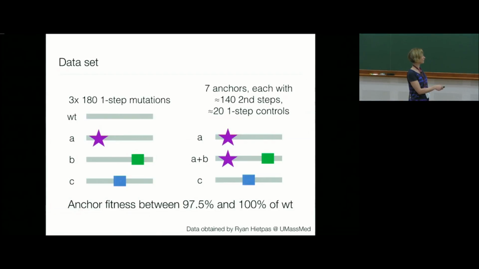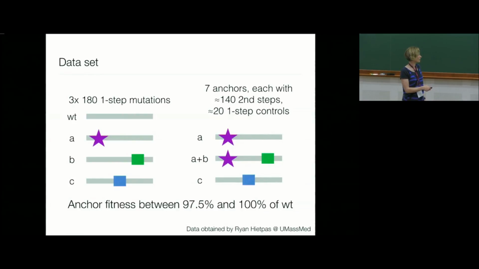These are single step mutations, and all of them add up to 180, with 3 replicates. Then we fixed 7 of these mutations separately. For example, we picked this one here, and on top of this first mutation, we made every other possible mutation again, such that we had roughly 140 second step mutations for each of the 7 anchored mutations. I'm calling this the anchor. And then on top of the anchor mutation, we make the second step mutations. That gives us roughly 1,000 or so double step mutations.